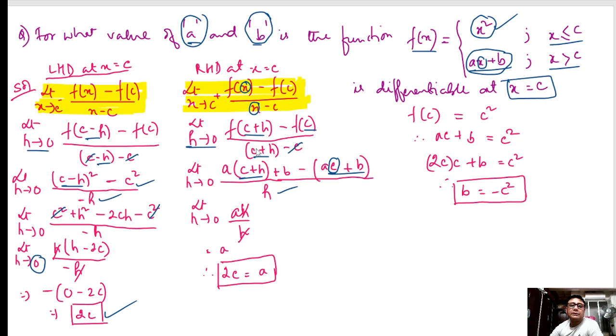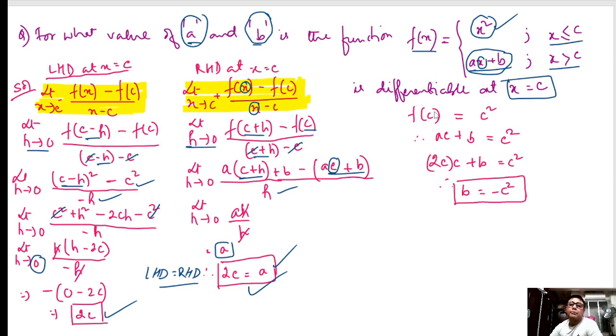Okay, c and c cuts, it is h. Solving this we get a. Now they are telling it is differentiable. That means the left hand derivative and the right hand derivative should be same. So 2c equal to a. Okay, so value of a is found.